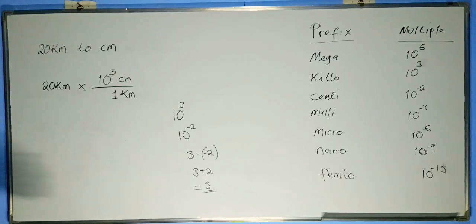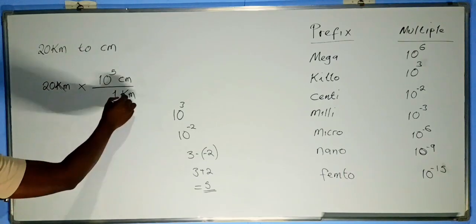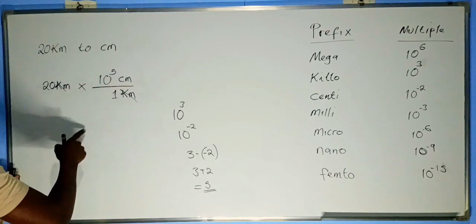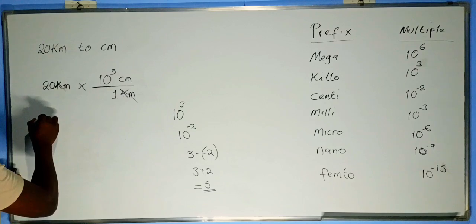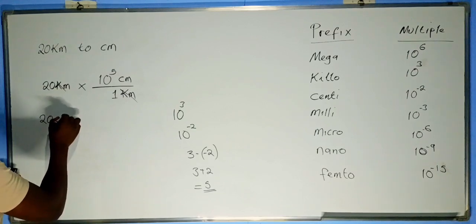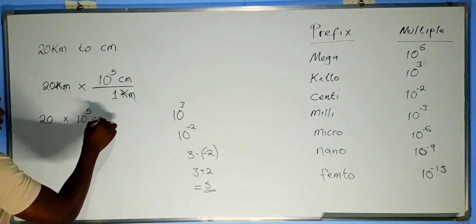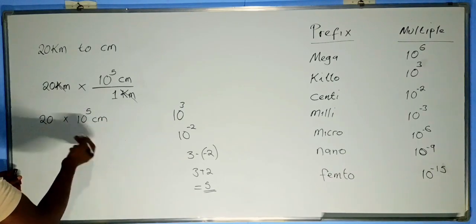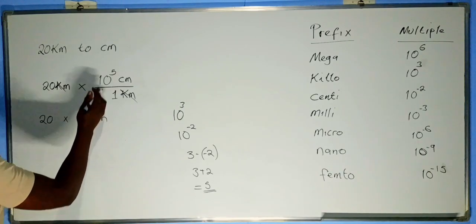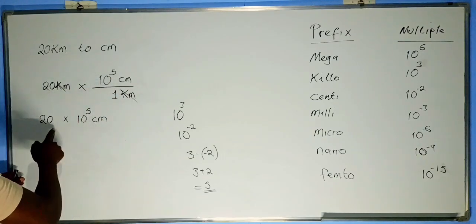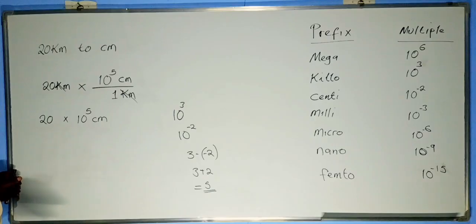After doing that, the job is done. All you have to do is simple mathematics now. You have this unit cancelling with that one. You have 20 multiplied by 10 to the power of 5 centimeters divided by 1. When you divide 10 to the 5 by 1, it will still give you 10 to the 5. So this will basically be our answer.